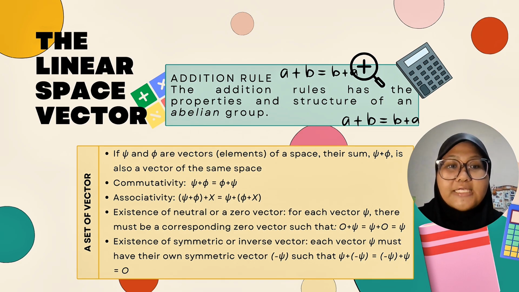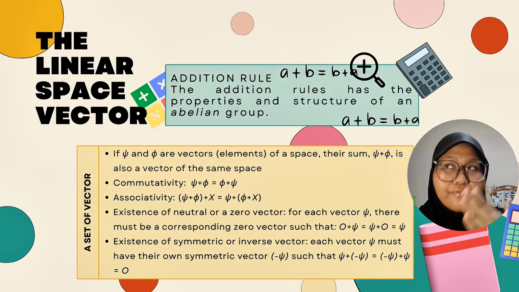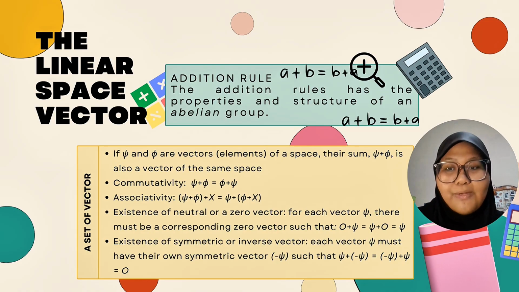The addition rule has the properties and structure of an abelian group. For the first point, if psi and phi are vectors or elements in a space, their sum, psi plus phi, is also a vector of the same space. For the second point, commutativity, when psi is added to phi, it will equal phi when added to psi. For the third point, associativity, when psi plus phi in a bracket is added to another vector, it will also equal psi added to phi plus the other vector in a bracket.